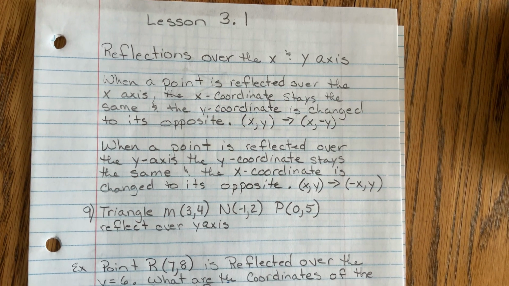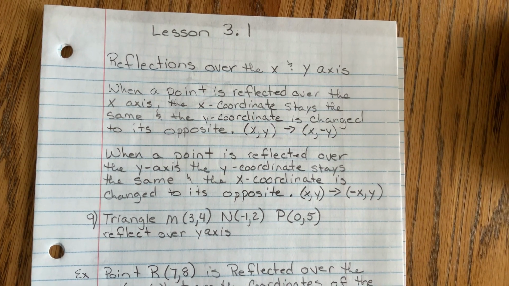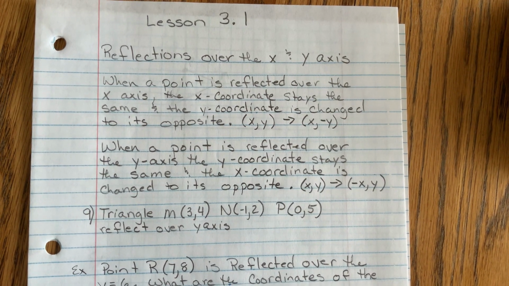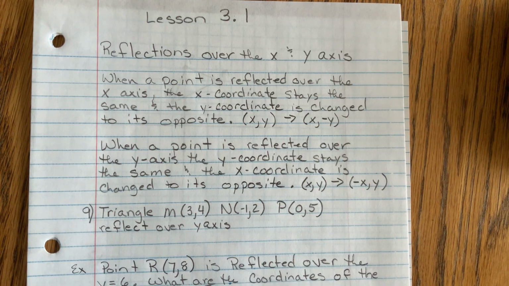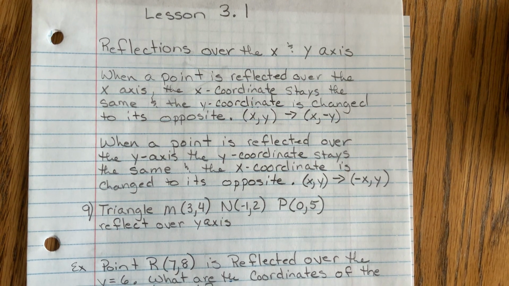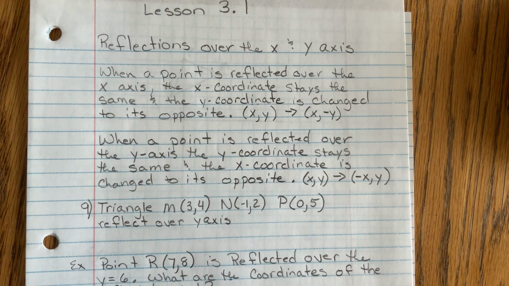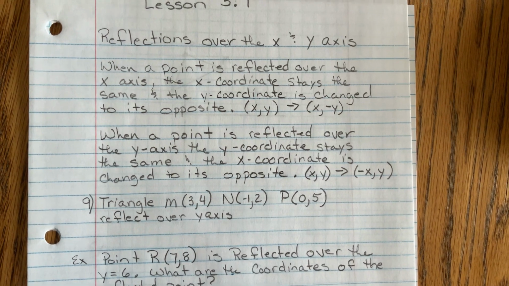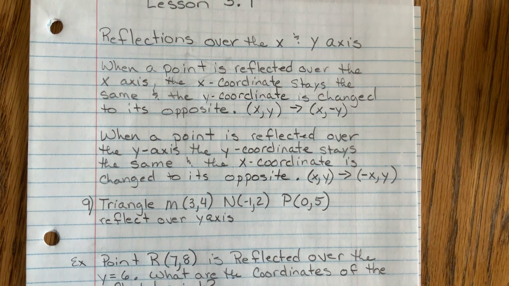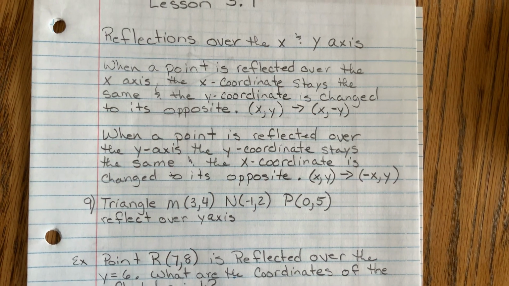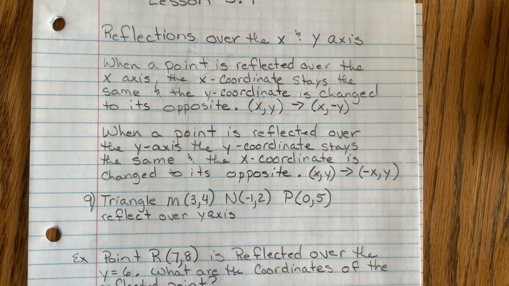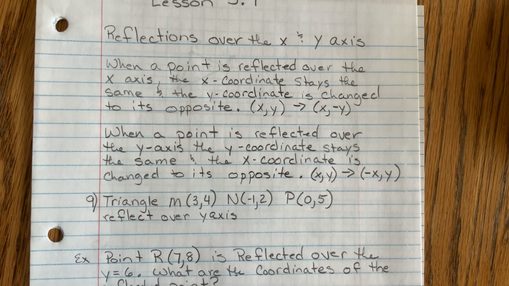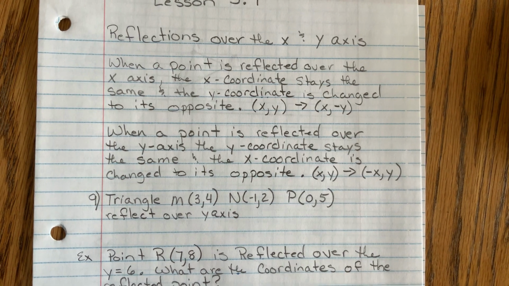It says you're going to do a reflection over the x and the y axis. This is why I told you having some graph paper might make things easier. When a point is reflected over the x-axis, the x-coordinate stays the same and the y-coordinate changes to its opposite. So (x, y) becomes (x, opposite y). When a point is reflected over the y-axis, the y-coordinate stays the same and the x-coordinate is opposite. So (x, y) becomes (opposite x, y).